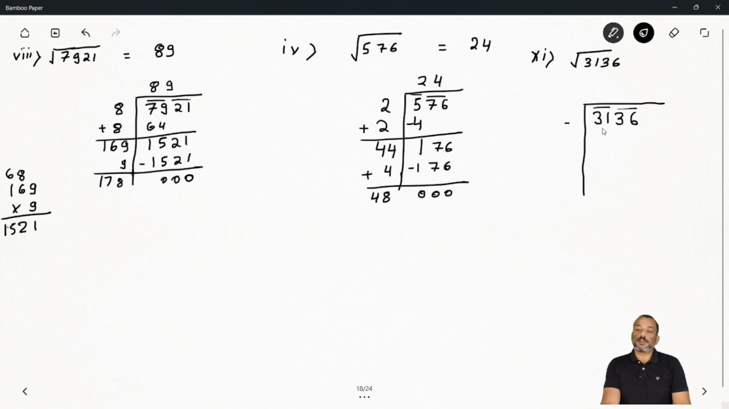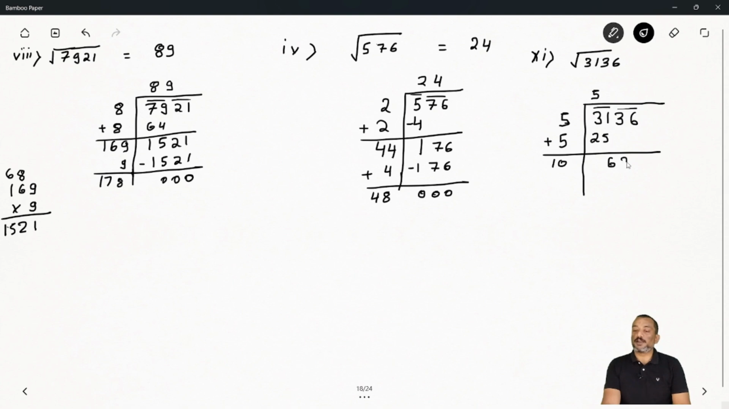Here the first two numbers are 31. Before 31, the nearest perfect square is 5 squared, which is 25. So here we will write 5, since its square is 25, and we will add here 5. Now after that it will come to 10, and here you will get 6.